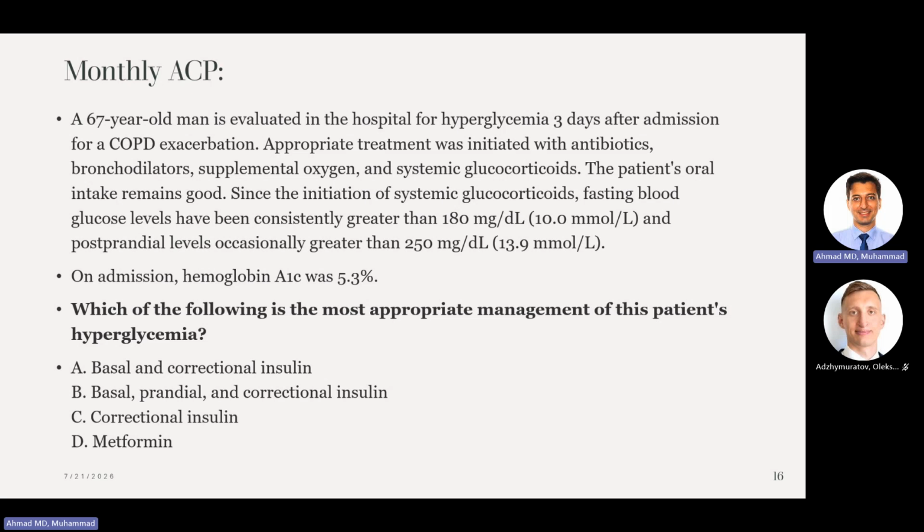Since the initiation of systemic glucocorticoids, fasting blood glucose levels have been consistently greater than 180 milligrams per deciliter, and postprandial levels occasionally greater than 250 milligrams per deciliter. On admission, A1C was 5.3. Which of the following is the most appropriate management of this patient's hyperglycemia?